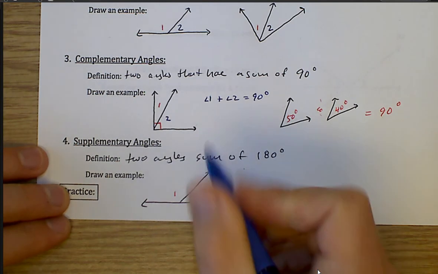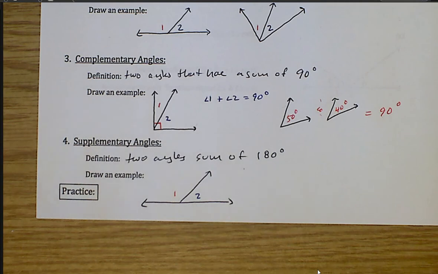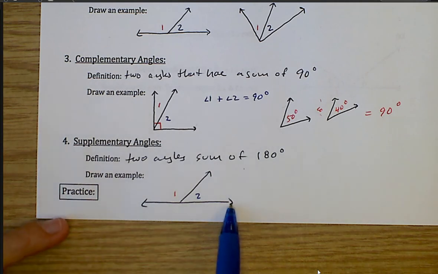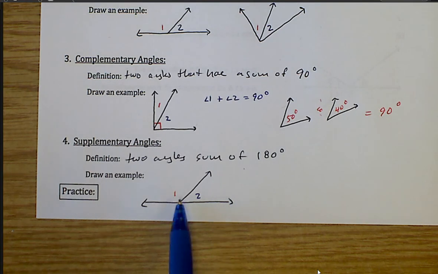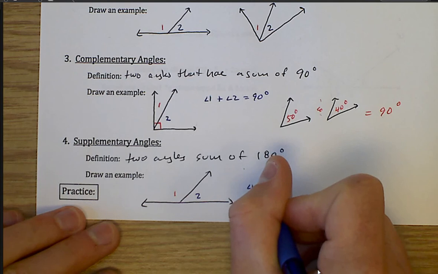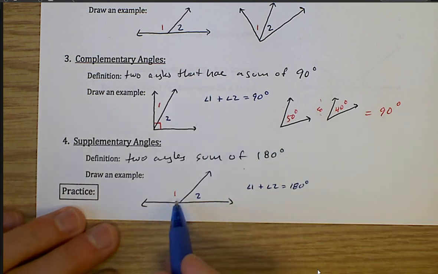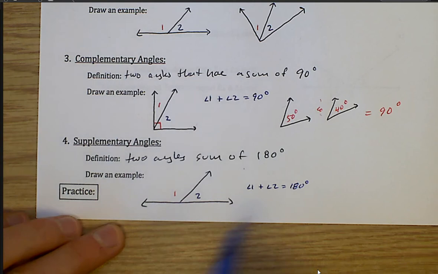So if I say angle 1 and angle 2, obviously any straight line is 180 degrees. We talked about that, that was our very first part of the notes, right? A straight angle. So angle 1 plus angle 2 has to equal 180 degrees here because they're on a straight line. Whatever this is, we know has to equal 180.